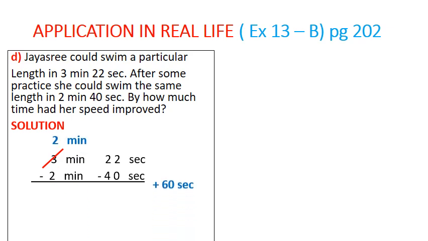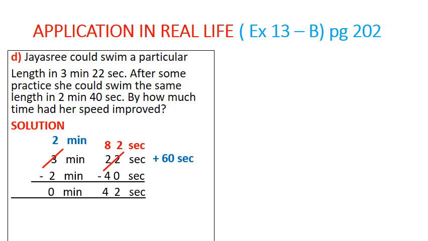1 minute will become 60 seconds. So now we have 22 seconds and 60 seconds together, 82 seconds. Now 22 seconds is gone. Now we are going to subtract 82 minus 40. How much is it? 42 seconds. And 2 minus 2 is 0. So the final answer is her speed improved by 42 seconds.